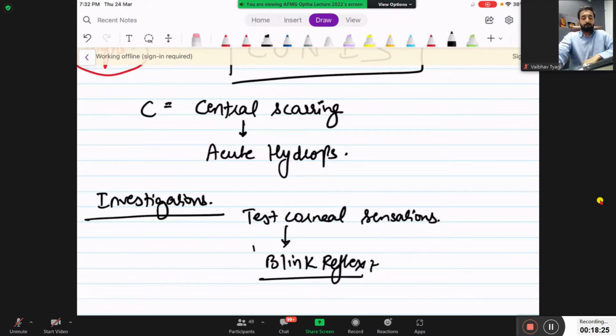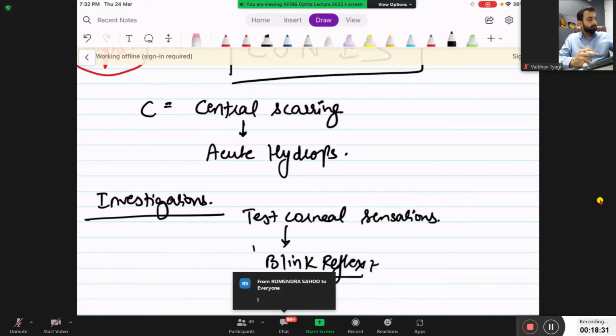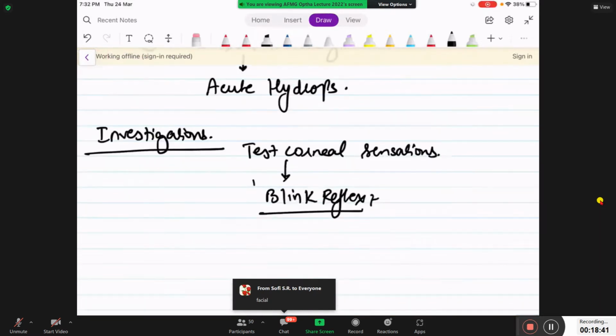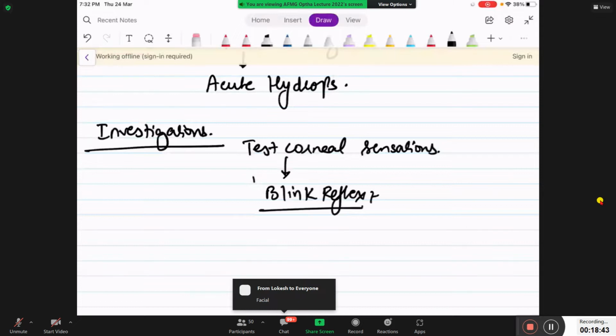Afferent pathway. The afferent pathway of the blink reflex is regulated by which cranial nerve? Trigeminal nerve. And the efferent pathway by the facial nerve. Very important question. So this is the first test which we carry out. We check the corneal sensations, right?